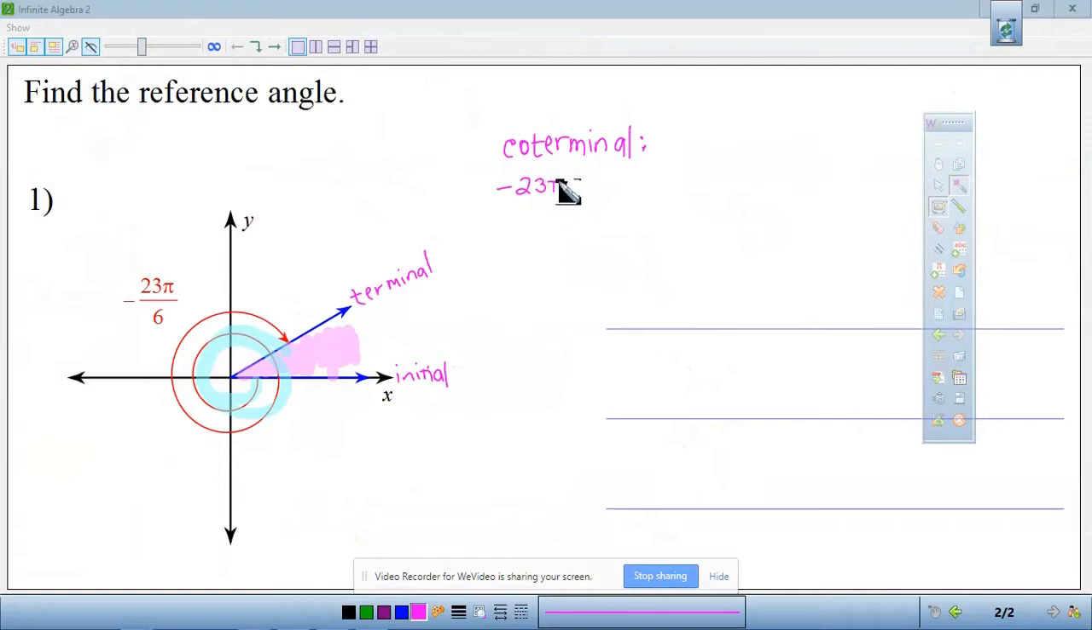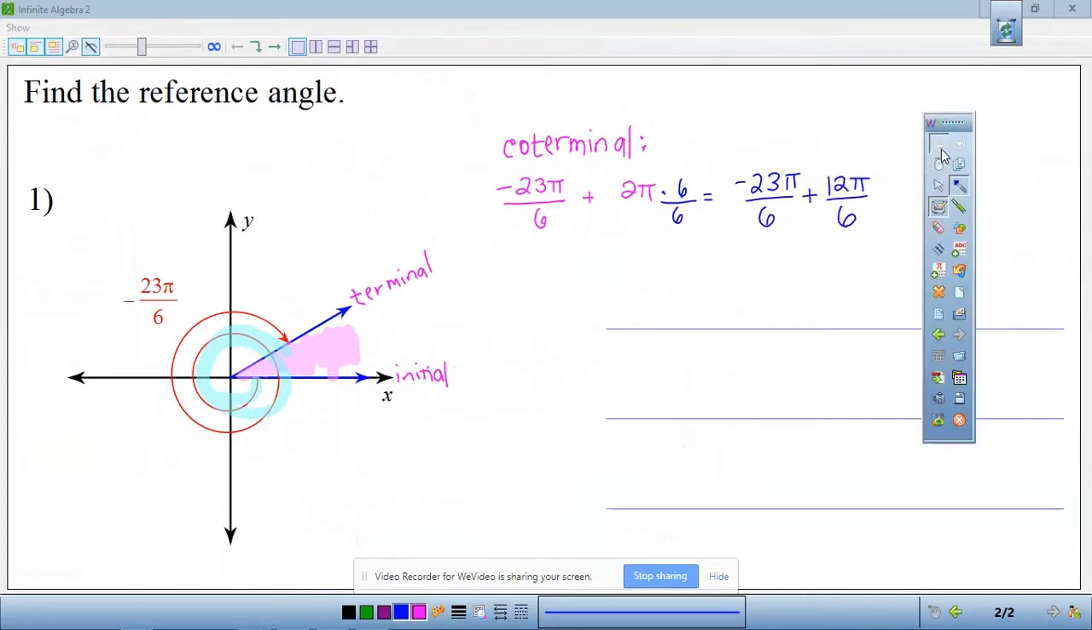I am adding because it is a negative angle. If my angle was more than 2 pi, then I would subtract values of 2 pi to make it smaller. So I'm going to be adding on 2 pi. Let's get 2 pi to have a common denominator. My radian is over 6, so I'm going to multiply 2 pi by 6 over 6. And so I'm going to get negative 23 pi over 6 plus 12 pi over 6.